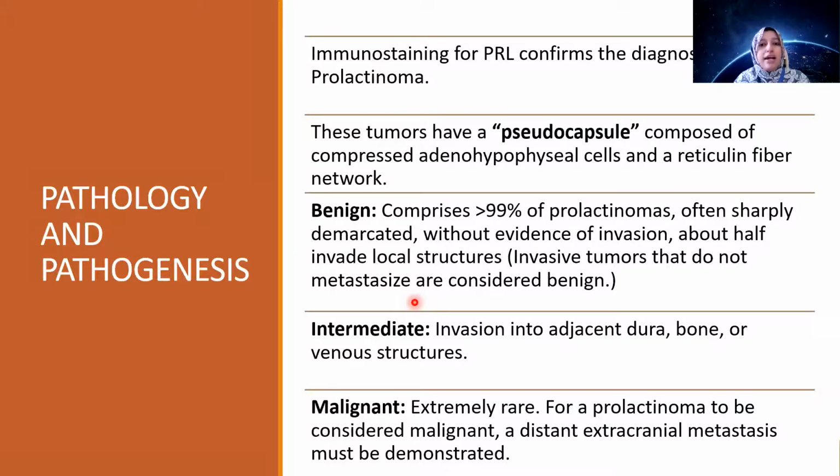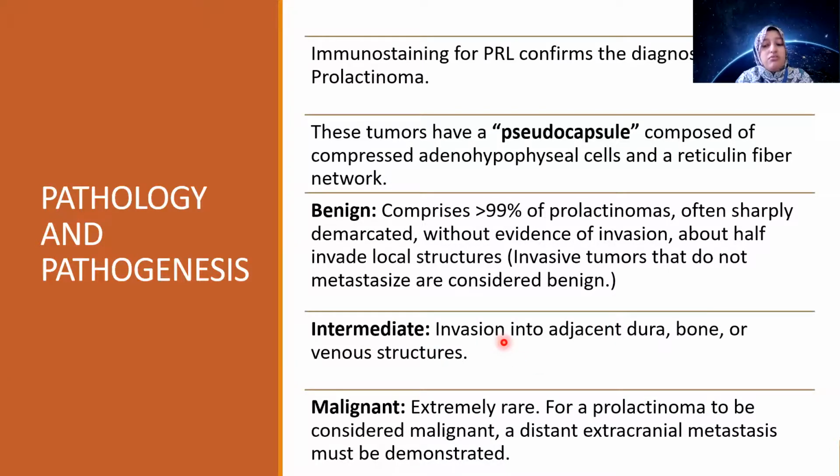So the prolactinomas can be benign, intermediate, and malignant. As you can see, benign ones comprise more than 99% of the prolactinomas. They are often sharply demarcated without evidence of invasion. About half invade local structures, but even invasive tumors that do not metastasize are considered benign. Even if they are invading, they are not considered metastatic.